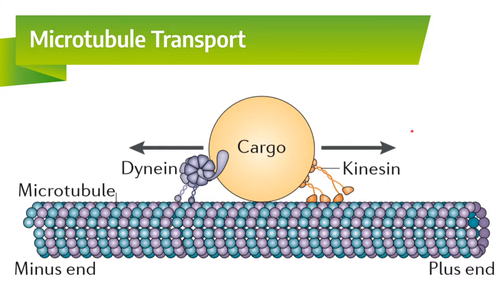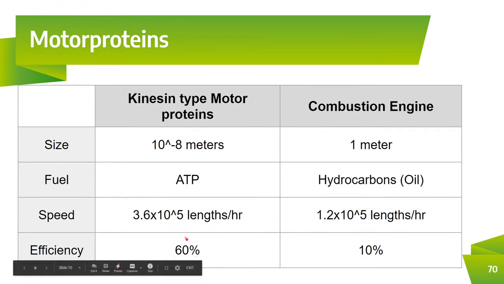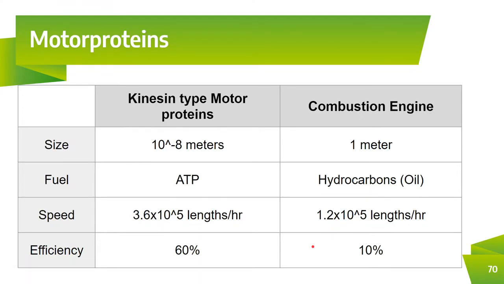And if you would compare it, for instance, to a combustion engine, to a motor, right? It's a lot smaller, of course. It uses ATP instead of gas. But interesting to note, it's actually 3 times as fast as an average combustion engine, right? And it also has a much, much higher efficiency. So if we were to design an interesting transportation device with high efficiency, maybe we could take a look at the kinesin.